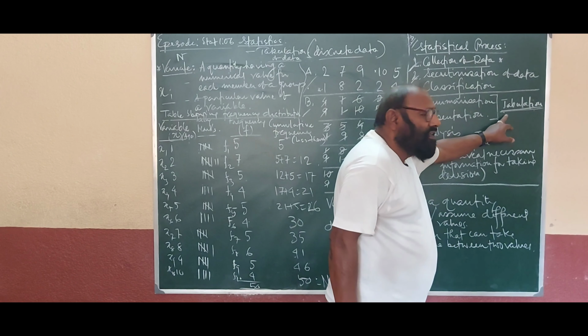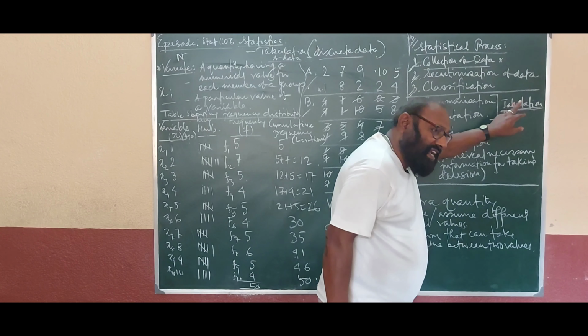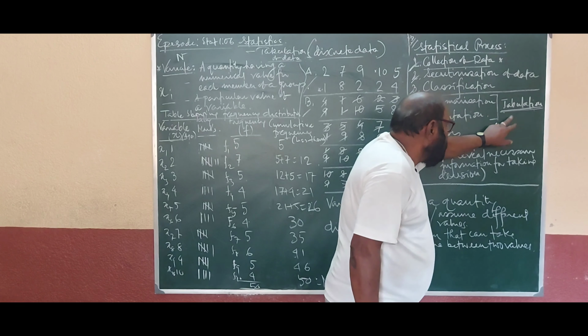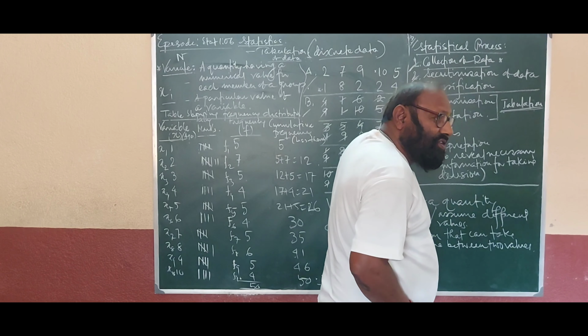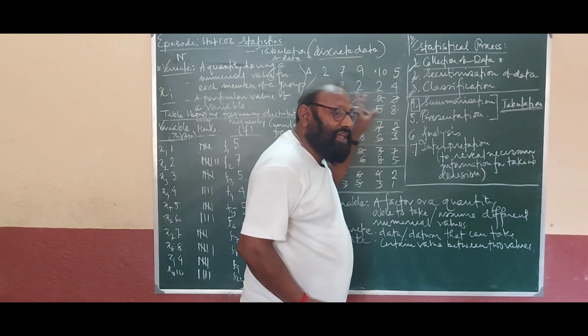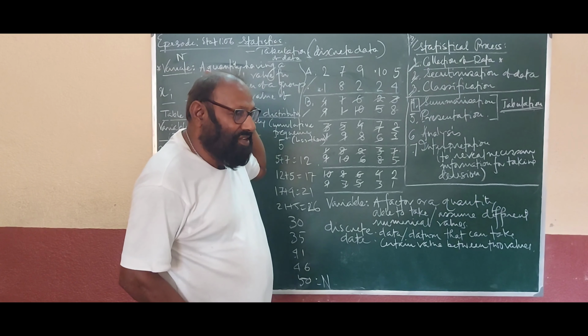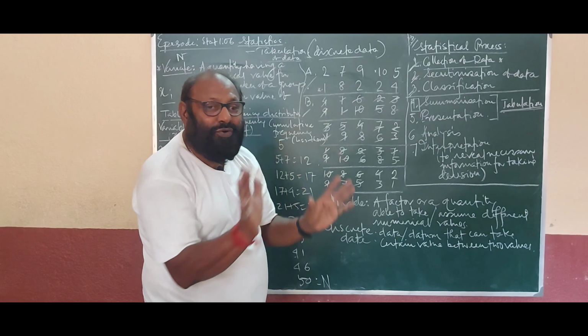What is tabulation? Tabulation is a statistical process which is concerned with two processes, summarization and presentation of data with the help of a frequency distribution table. Clear? So this is the total definition of the process of tabulation.